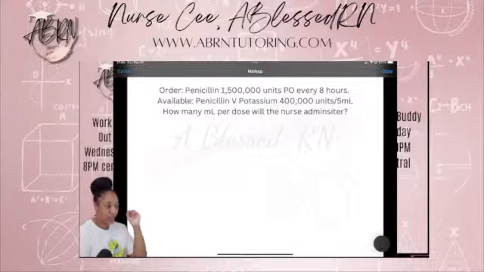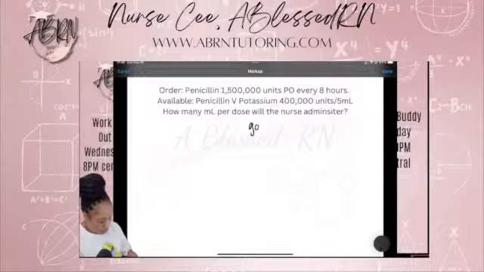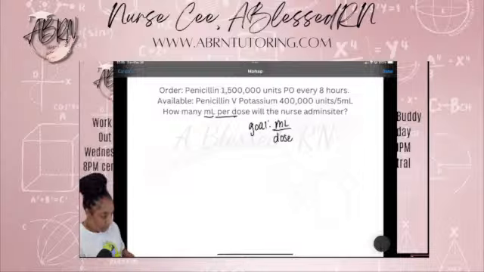So penicillin, 1,500,000 units, right? By mouth every 8 hours. Available is penicillin V potassium, 400,000 units per 5 milliliters. How many milliliters per dose will the nurse administer? So our goal is milliliter per dose. So milliliter on the top and dose on the bottom. Okay. So we have ordered this. So that is 1 dose by mouth every 8 hours.